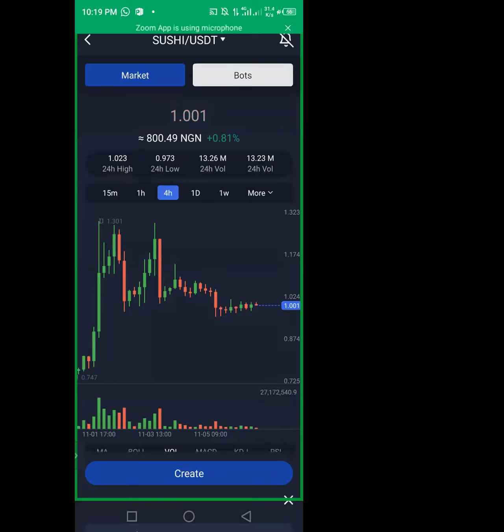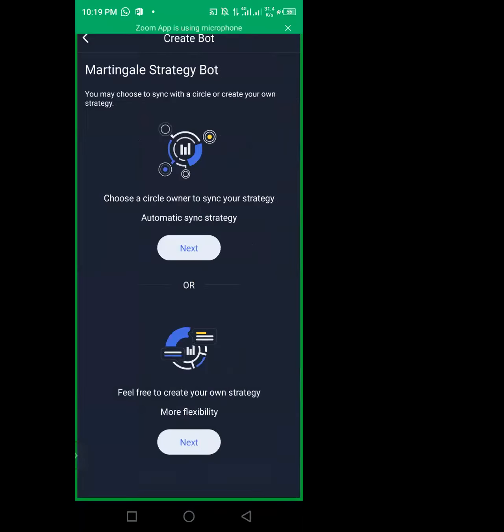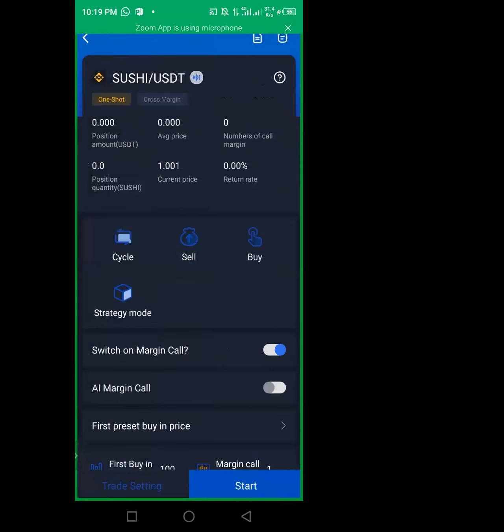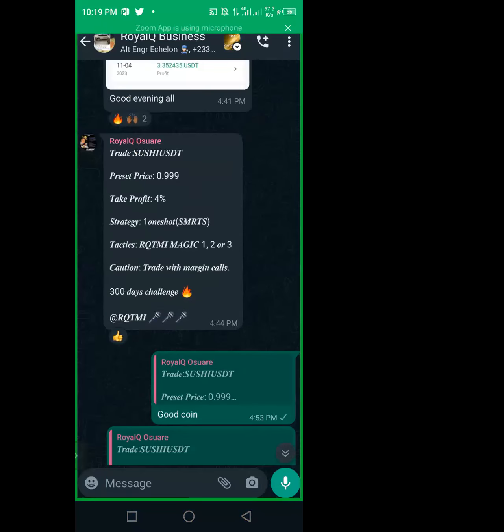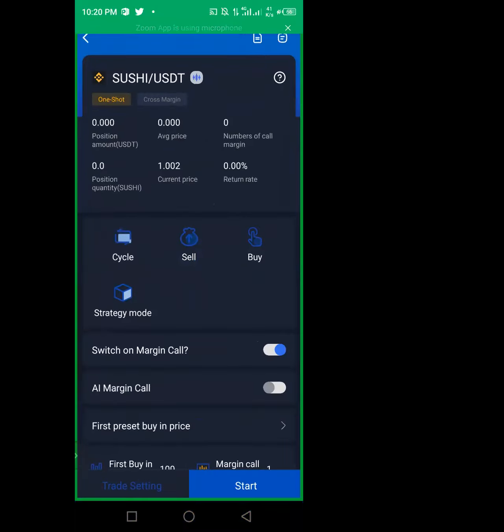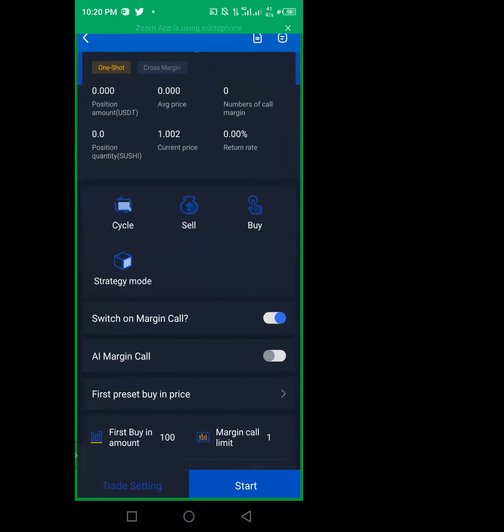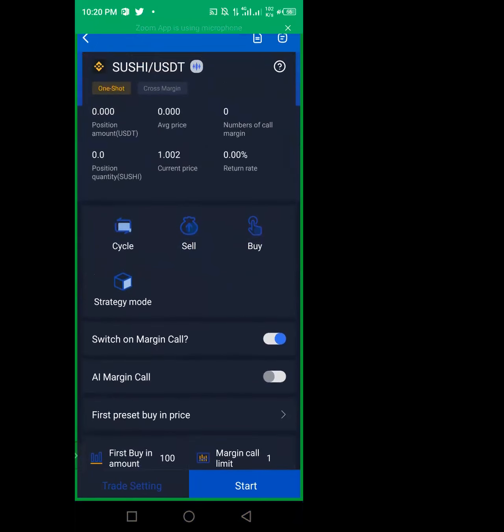Okay, so let me explain what I want to explain. I've explained the chart for you all. So now, the price they gave us is 0.9. The preset price is 0.999. Okay, for instance, now, you do not see a preset price of 1.2. The preset price they gave you here, they drop this signal, say preset price is 1.2. But when you open the coin, look at the average price here. The current price is 1.00.